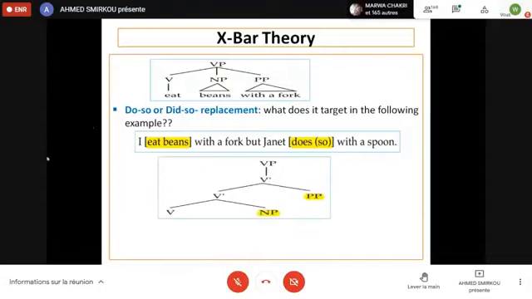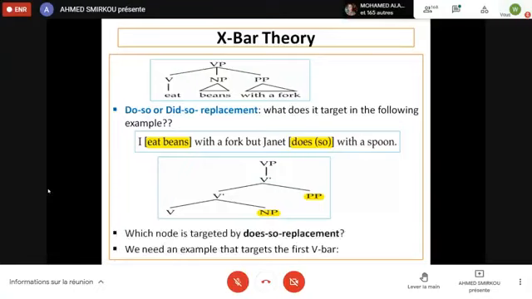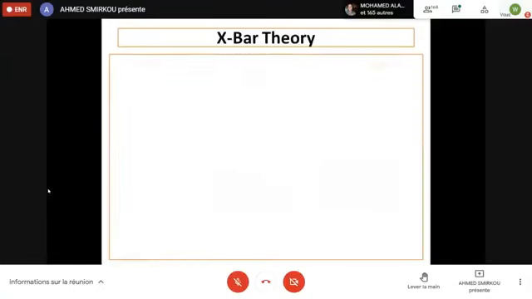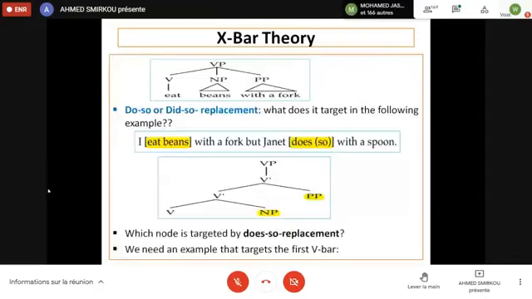Okay, we add a V-bar here. Okay. Where is the example? Okay. Yes. So here the verb is this. Eat should be here. Beans is the NP here. And with a fork is here. Okay. So which node is targeted by the so replacement? It is this one, this V-bar. Eat beans. Now we solve the problem.